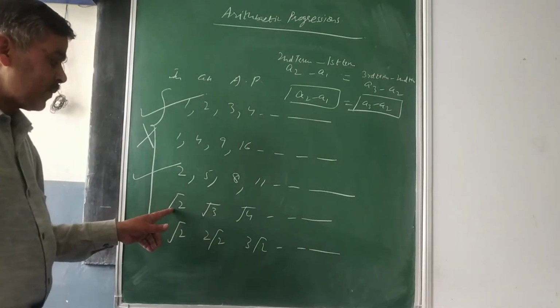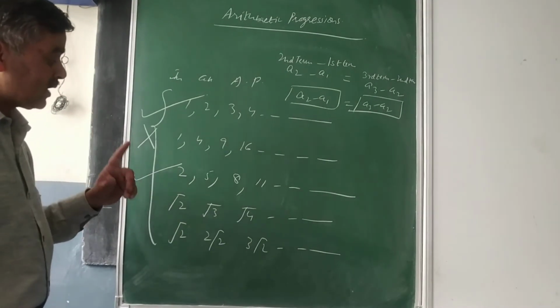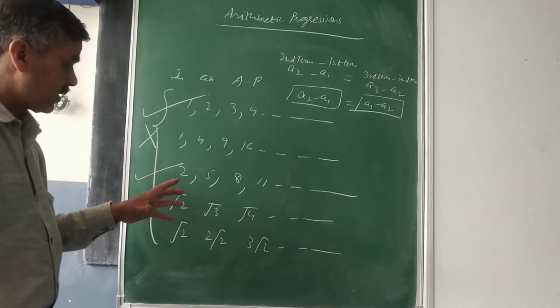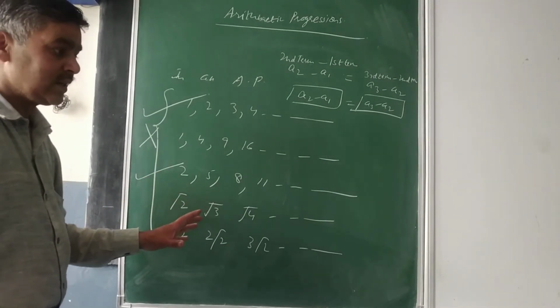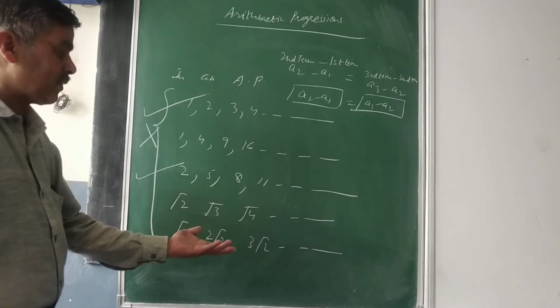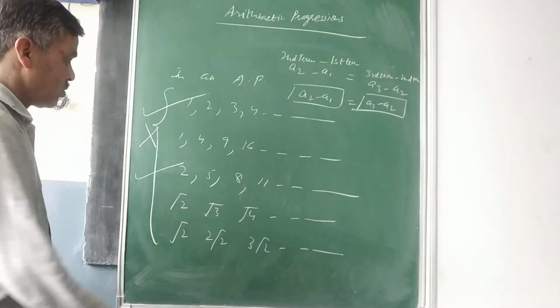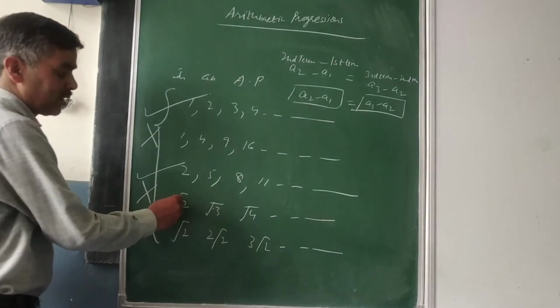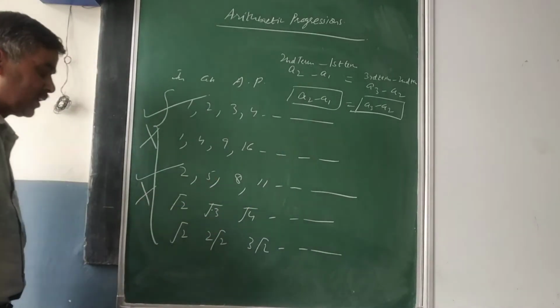You remember, only and only the like surds can be added or subtracted. These are not the like surds here. And under root 4 is itself a perfect square that you know is equal to 2. So answer is no, because second minus first is not equal to third minus second.